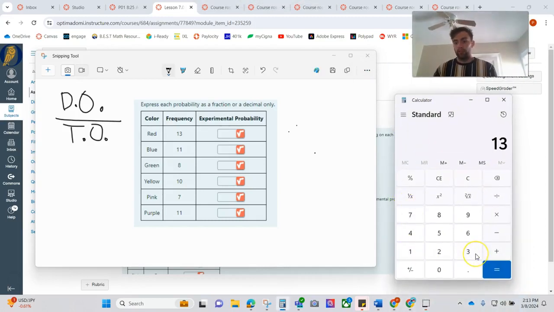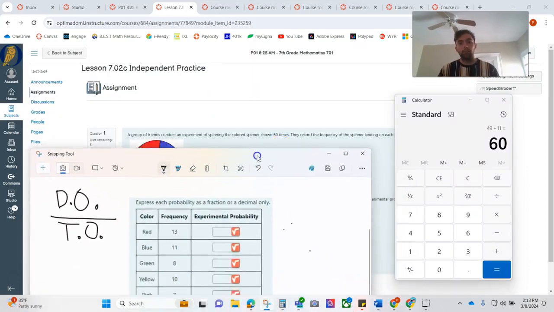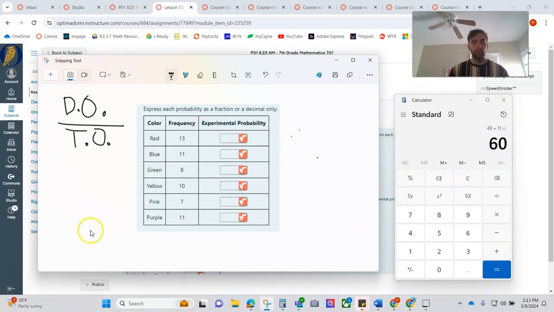So we have 13 plus 11 plus 8 plus 10 plus 7 plus 11 equals 60. And it says that in the problem, 60 times. So 60 is going to be the total outcome for all of these. Every one of these is going to have a bottom number of 60, over 60, over 60, because the spinner was spun 60 times. All these colors are on the same spinner.